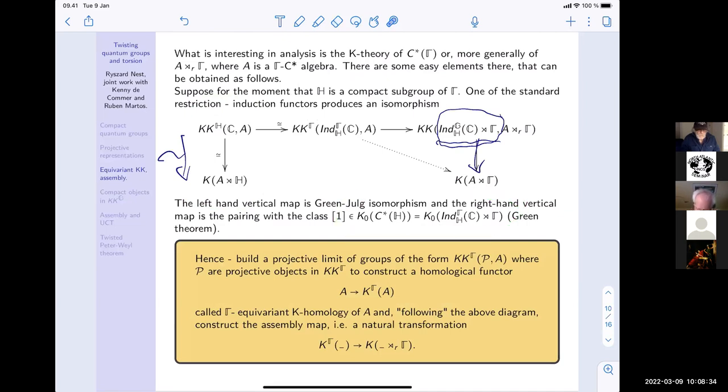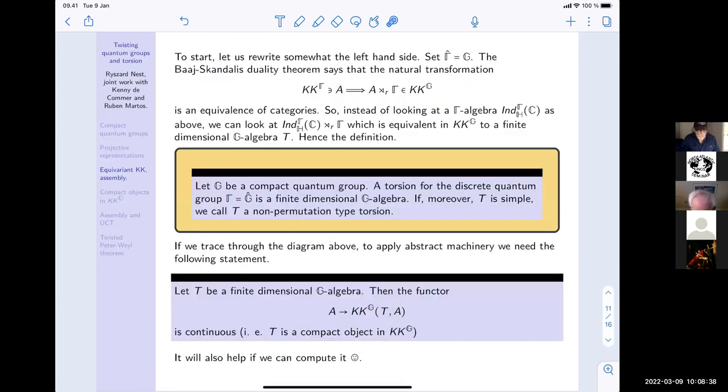Okay. So instead of looking at the G gamma picture, I can look at the G picture. And now I know what torsion is. So torsion for a discrete quantum group gamma will be a finite dimensional G algebra. Okay. Well, there are two types: there is permutation and non-permutation type torsion. So the non-permutation type torsion will be if T is simple. So I've got a simple finite dimensional G algebra, then this corresponds to at least non-permutation type torsion for the discrete quantum group, for the dual one, okay?